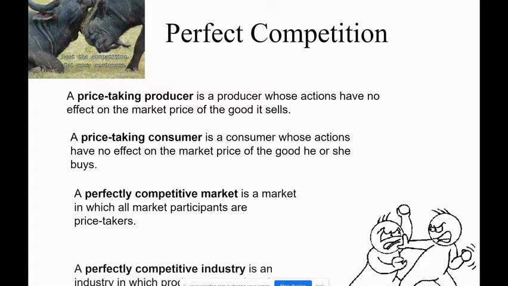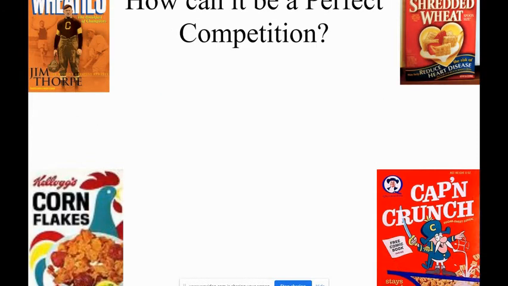Okay. So the first thing, how can it be perfect competition? If you notice around the outside, I've put 4 pictures of cereal. At the end of the day, we've got Wheaties, Corn Flakes, Captain Crunch, and shredded wheat. A lot of people think cereal is cereal is cereal, that there's no difference. So realistically, cereal is a pretty good example of what we refer to as perfect competition.